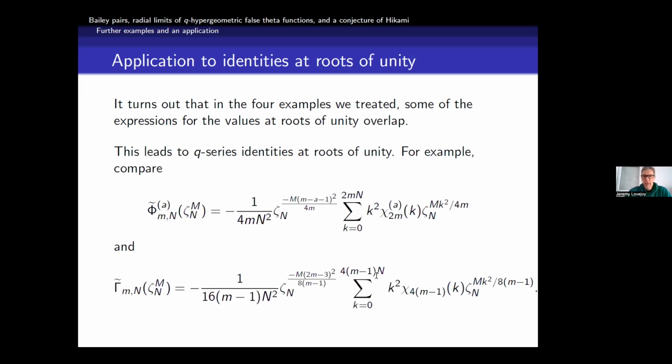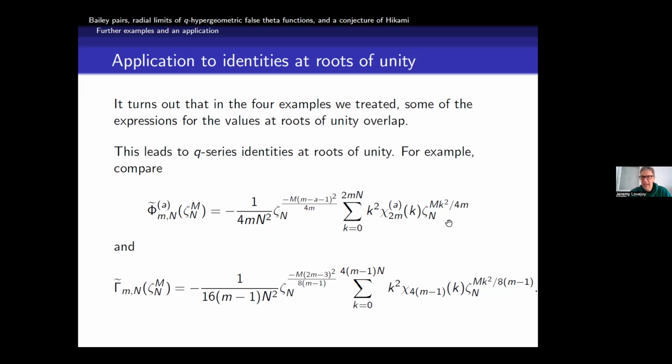Okay, so for example, compare these two. So this is one of the truncated series. This is the phi function. This comes from Hikami's setup, and this is one that Sharma and I looked at. This is a gamma. So I didn't write it down, but I think I can spot it.